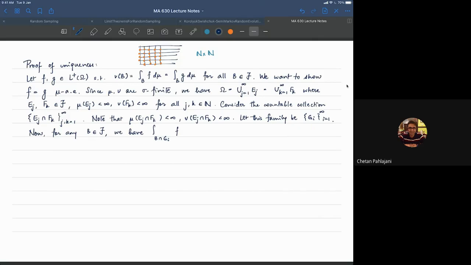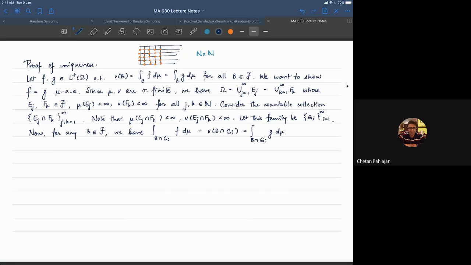of f d mu. What is this going to be? This is going to be nu of B intersect G_i. I wrote A because I had A in my notes, but I want to stick to B, sorry. Equals nu of B intersect G_i, but this is also going to be the integral over B intersect G_i of g d mu. Do you guys agree with this?